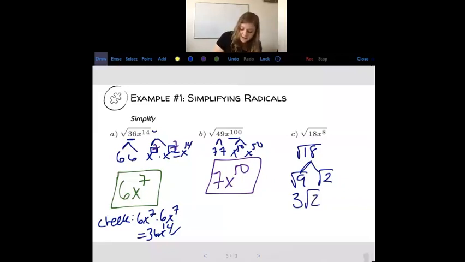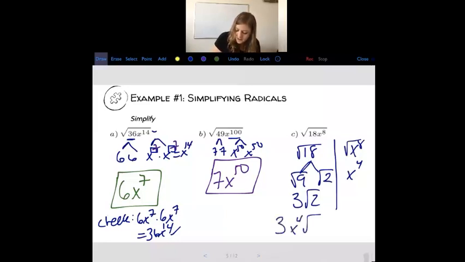When we break down x to the 8th, we're looking for x to some power times itself to give us x to the 8th, so this would be x to the 4th. We put this all together, we get 3. I'm going to write the x to the 4th next to it. It's all being multiplied together, so order doesn't matter. It just makes it less confusing as to what's under the root and what's not. So our answer here is 3x to the 4th times the square root of 2.